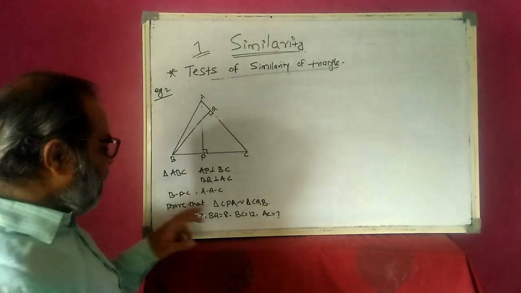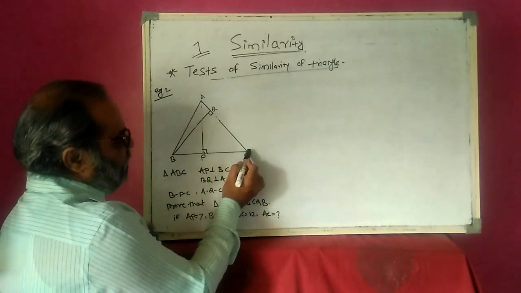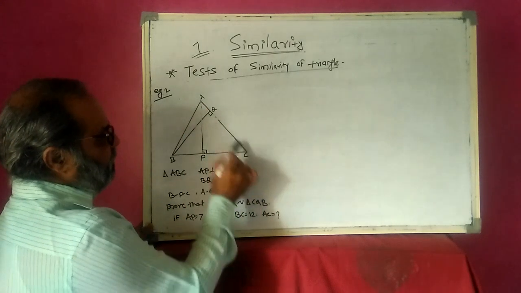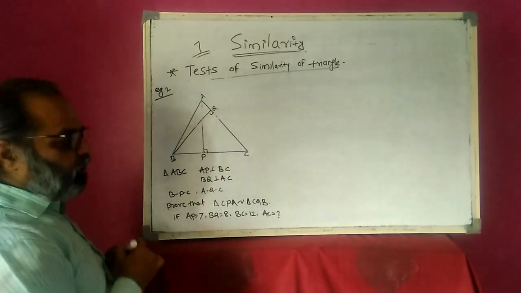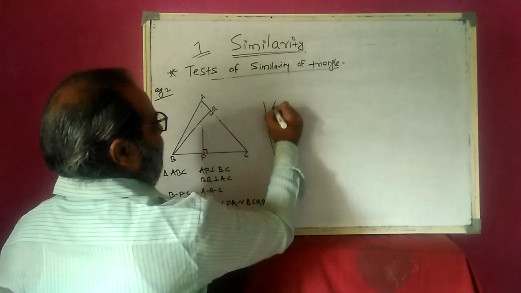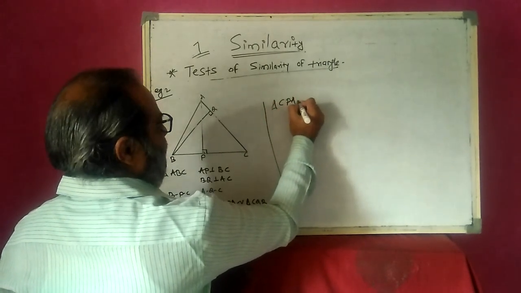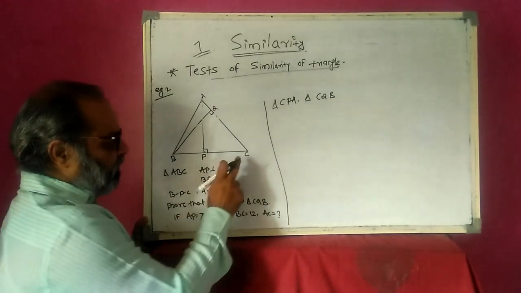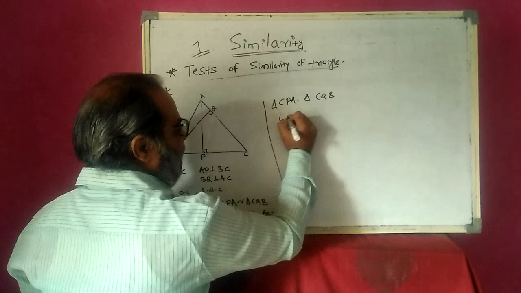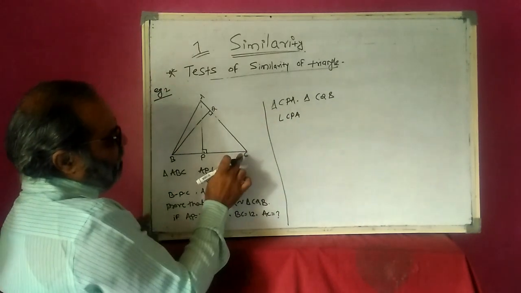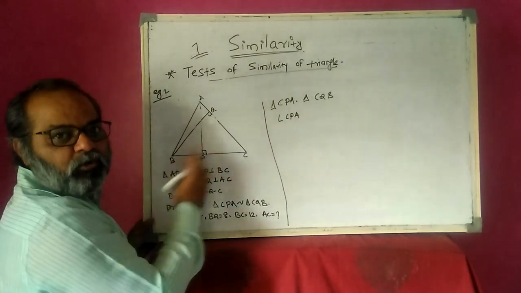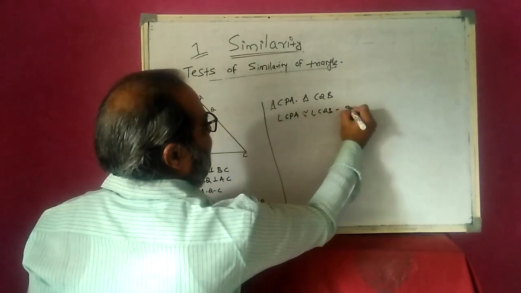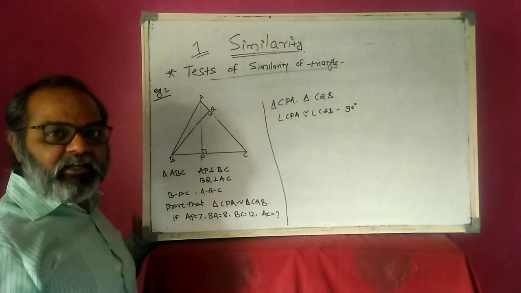So we want to prove that triangle CPA, this right-angled triangle, is similar to triangle CQB. So we just write here triangle CPA and triangle CQB. What you see here, angle CPA is 90 degrees, and angle CQB is also 90 degrees. So they are congruent to each other, each angle is 90.